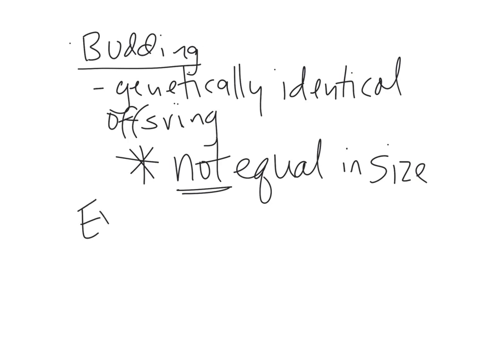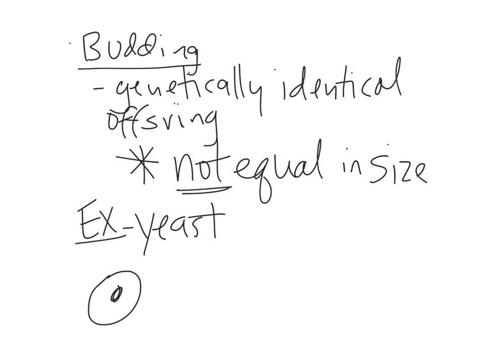So if we take a look at an example, yeast can reproduce this way. If we take a look at a yeast cell, I'm just going to draw a little picture of a yeast cell here. This is the nucleus. And what happens when they start to reproduce by budding is you start to get this little growth that starts coming off the side. The nucleus kind of splits in half, if you will, kind of starts to elongate. So the nucleus starts to divide as well as the outer part of the cell divides.